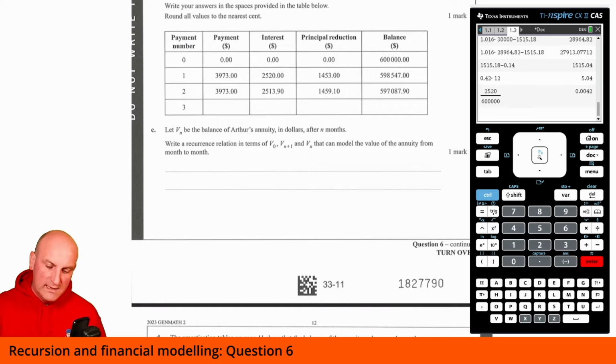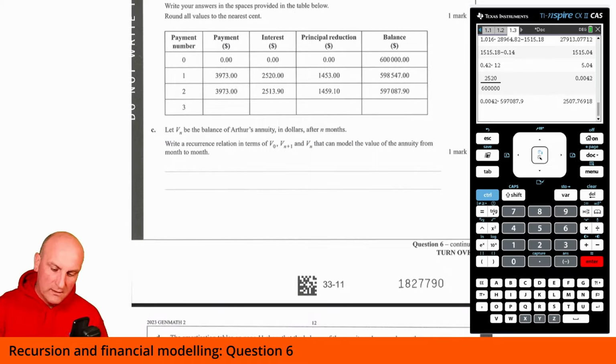So to get my interest here, I'm going to take this value here and times it by that interest rate. So there's my interest rate. I'm going to times that by 597,087.90, which gives me 2507.77. All right, so there we go. There's my interest. My payment, I'm assuming, is going to be 3973.00.